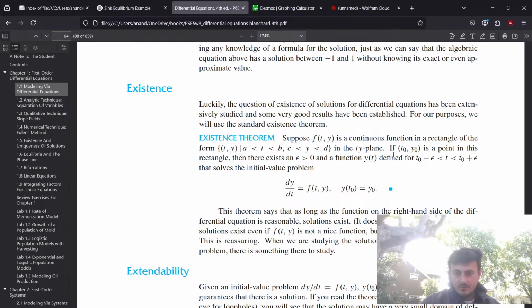(t0, y0) is a point in, let's call it S, then we know there exists an epsilon greater than 0 and a function y of t defined on (t0 minus epsilon, t0 plus epsilon) that is a solution to the IVP.